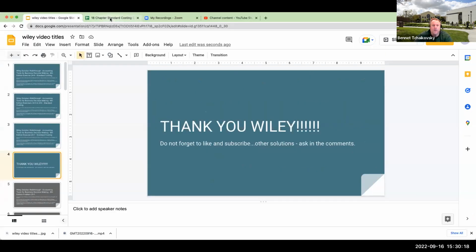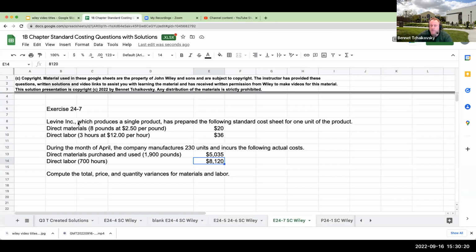All right. So Levine Company, which produces a single product, has prepared the following standard cost sheet for 1 unit of product. We've got direct materials, direct labor. During the month of April, the company manufactures 230 units and incurs the following actual costs. So compute the total price and quantity variance for materials and labor. I'm going to go through this a little bit more quickly. I have videos for exercises 24-5 and 6, where you'll see me go into this a little bit more in depth.